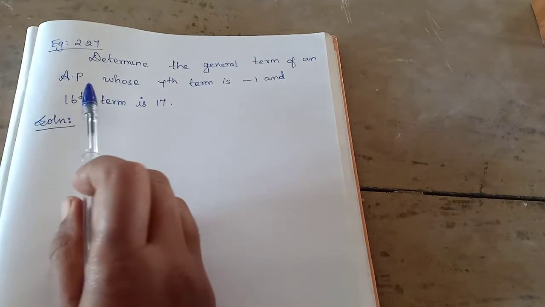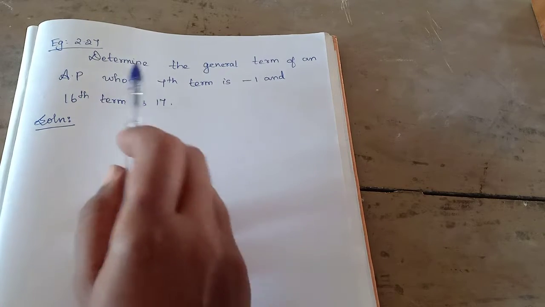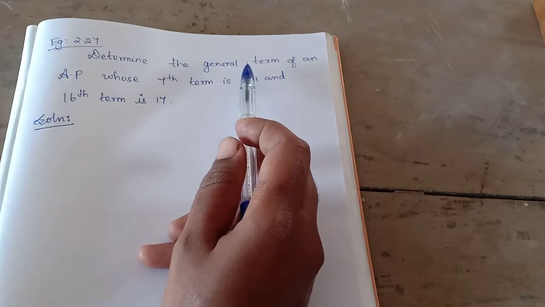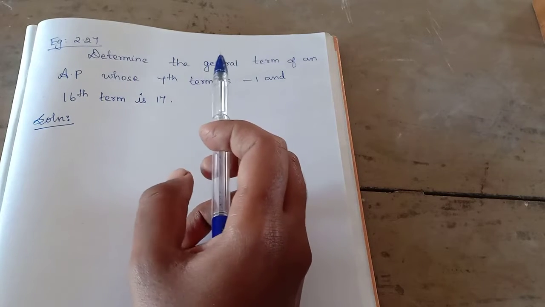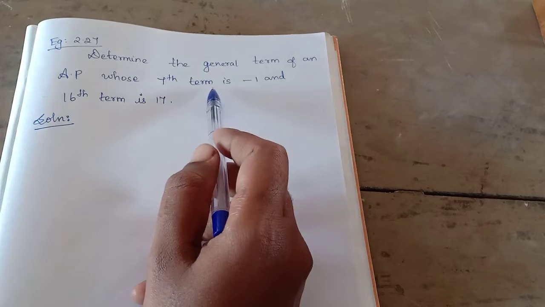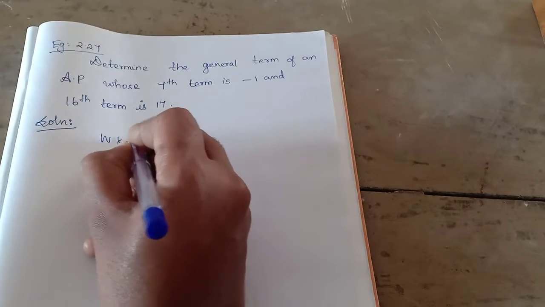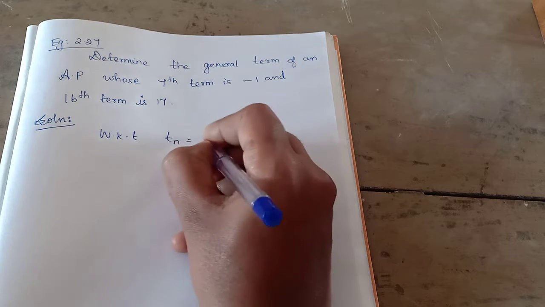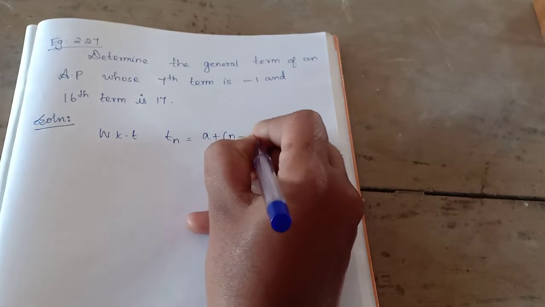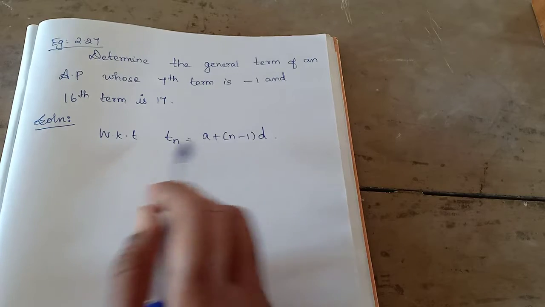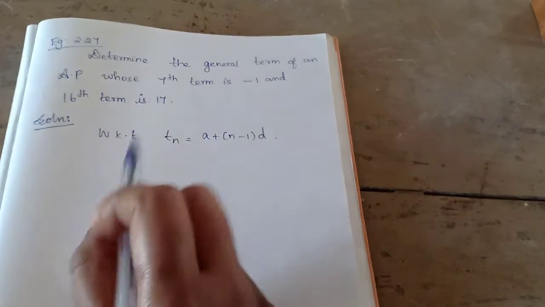Listen dear students. Example 2.27. Determine the general term of the AP. We need to find the general term. That means Tn is equal to A plus (n minus 1) into D, whose 7th term is given and 16th term is given. So first we know that Tn is equal to A plus (n minus 1) into D. Here the general term means this is the nth term.